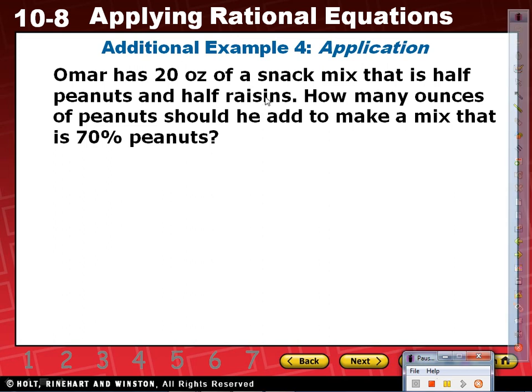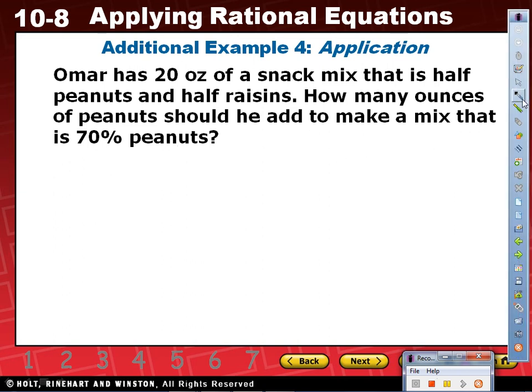Copy this one. Example 4, it says, Omar has 20 ounces of a snack mix that is half peanut, half raisin. How many ounces of peanuts should he add to make a mix that has 70% peanuts? Copy that, please. So, once again, it says, Omar has 20 ounces of a snack mix that is half peanuts and half raisins. How many ounces of peanuts should he add to make a mix that is 70% peanuts?